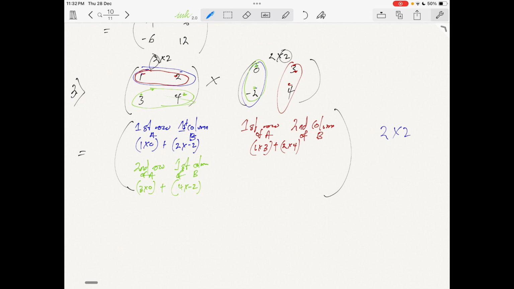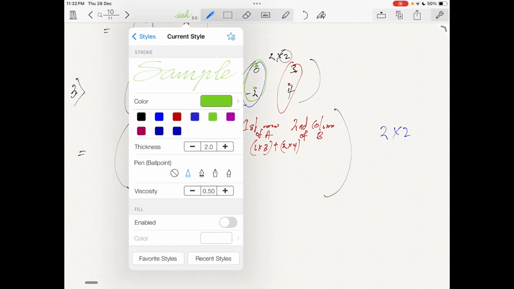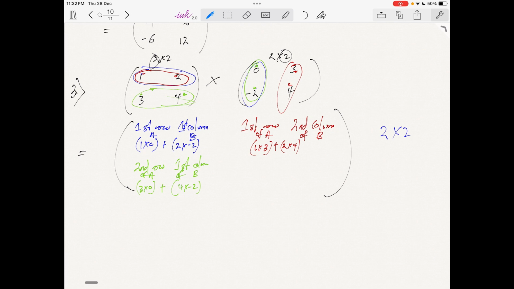After that is done, we move to the last case, where we'll be dealing with the second row and second column. So we are dealing with the second row of A and also the second column of B. Having done that, these are the variables, so that's 3 multiplied by 3 plus 4 multiplied by 4.